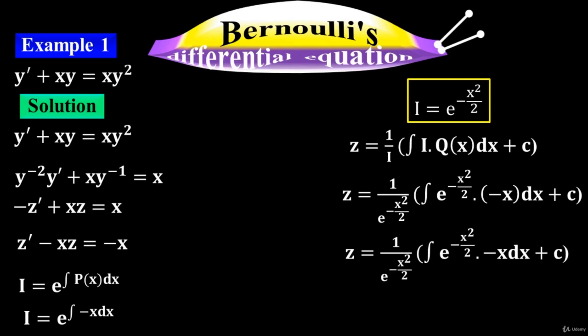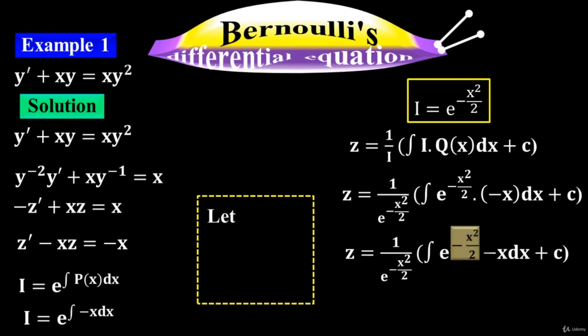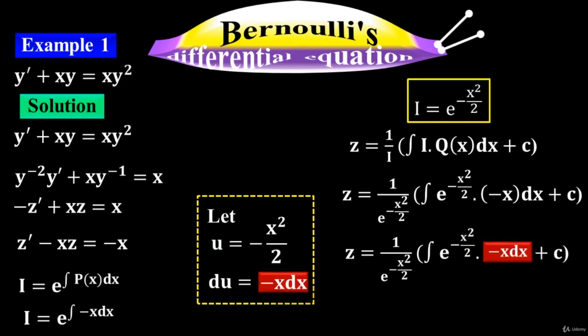It's not easy to directly integrate e to the minus x squared over 2 times minus x dx. Let me do some substitutions here. Take minus x squared over 2 equals u. Take derivative on both sides to have du equals minus x dx. Now replace minus x squared over 2 by u and minus x dx by du.